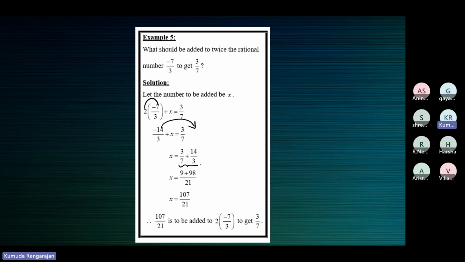Now we need to simplify these two fractions. So the common denominator, that is the LCM of 7 and 3, is 21. So 7 into 3 is 21, so into 3 here, 3 3s are 9. 3 into 7 is 21, so into 7 here, 14 7s are 98. And 98 plus 9 is 107. 107 by 21. So 107 by 21 is to be added to twice this number to get 3 by 7.